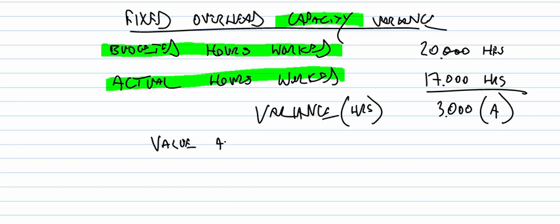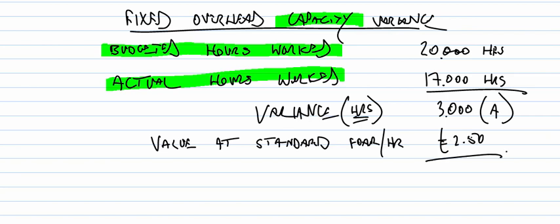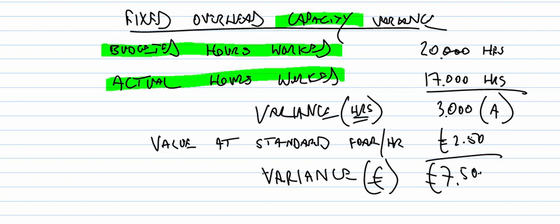And as ever, if you've got a variance that's not already in pounds, so this one's in hours, we need to convert to pounds, and we generally do that at the standard. So in this case, the standard fixed overhead absorption rate, and we want to use the per hour rate because the variance is in hours, and we worked out the per hour rate was £2.50, so don't get confused by the £5 per unit standard cost. And 3,000 hours at £2.50 per hour gives me £7,500 as my overall fixed overhead capacity variance, and we know that's an adverse variance because they worked fewer hours than budgeted.